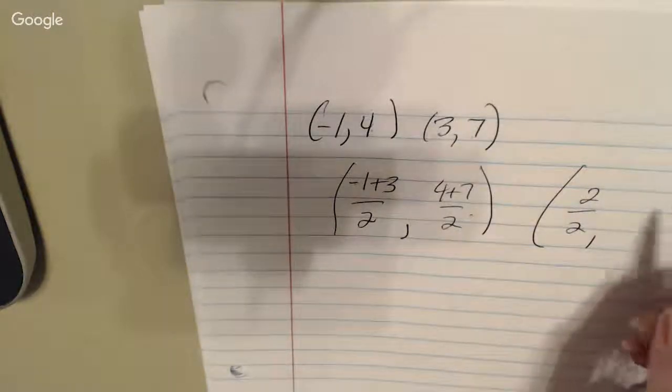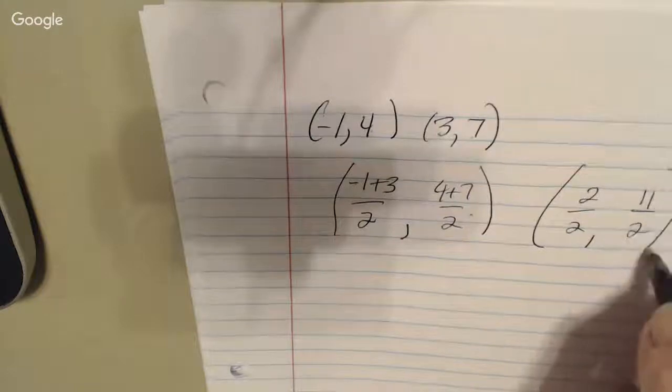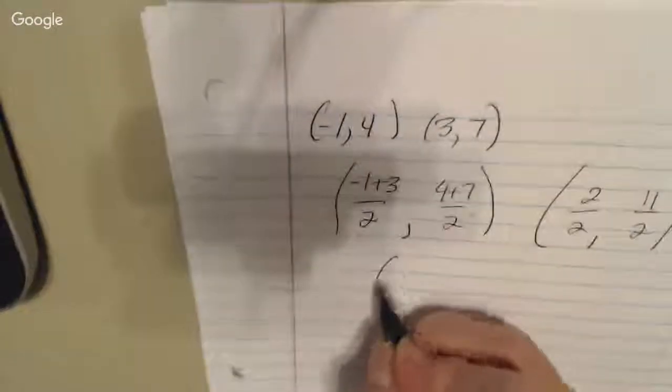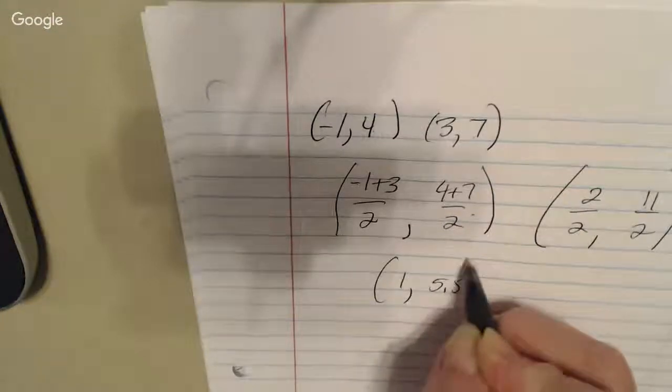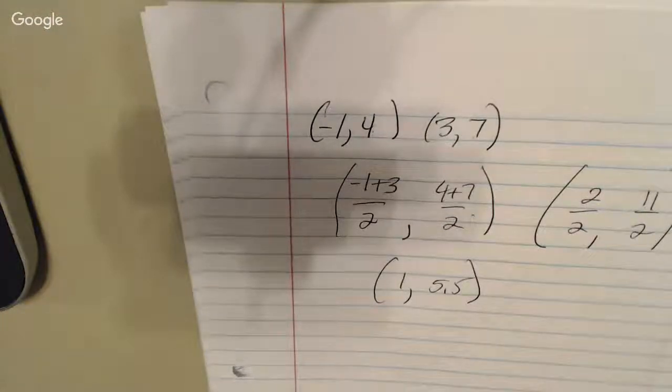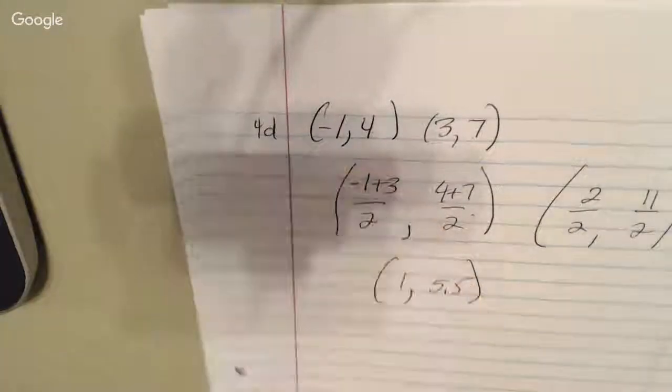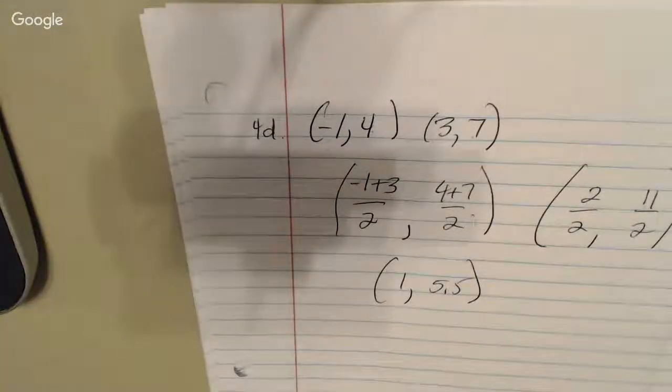So what I'm going to get here is 2 over 2, and 11 over 2. Okay. And so you can reduce those down as 1 and 5.5. And that's your answer to that one. That's the 4D. Okay, this brings us to our Excel portion.